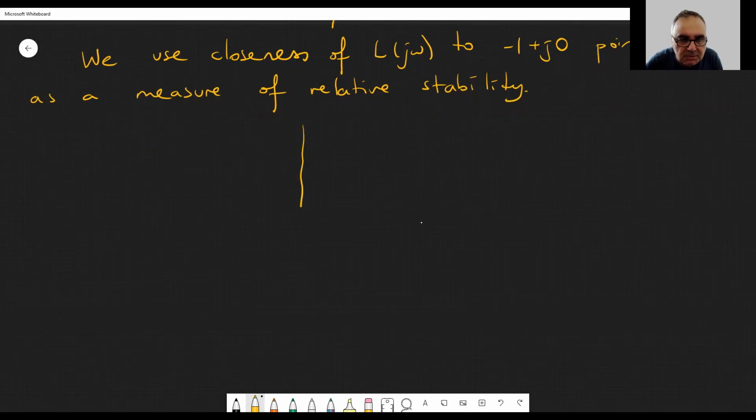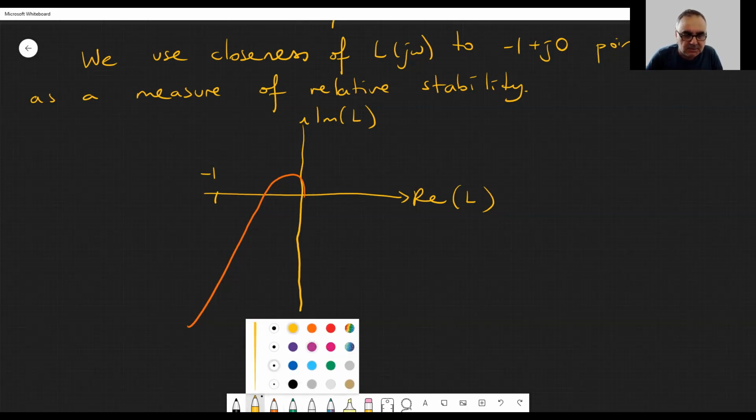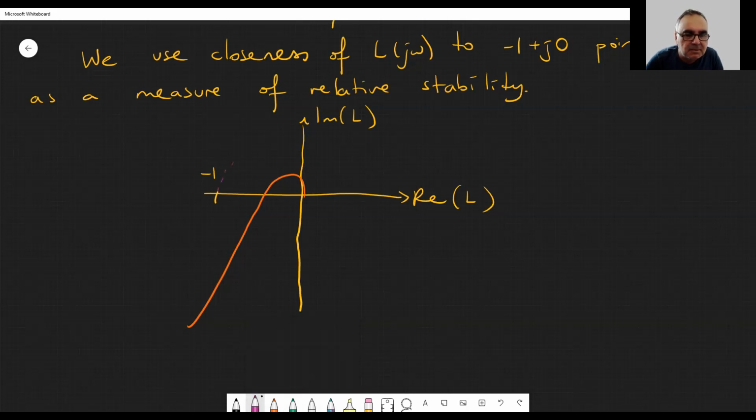Let me just draw it here. This is the real part of L. This is the imaginary part of L. And let's plot this something like this. And let's have that infamous minus 1 point here. Now around this minus 1 point, we can draw a circle like this. So this circle has a radius of 1, as we see.